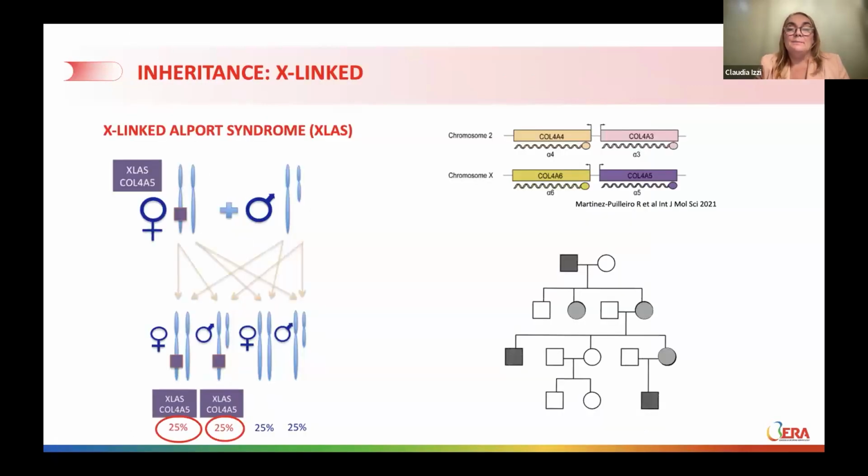And the types of inheritance of diseases are nicely represented, I think, in X-linked.